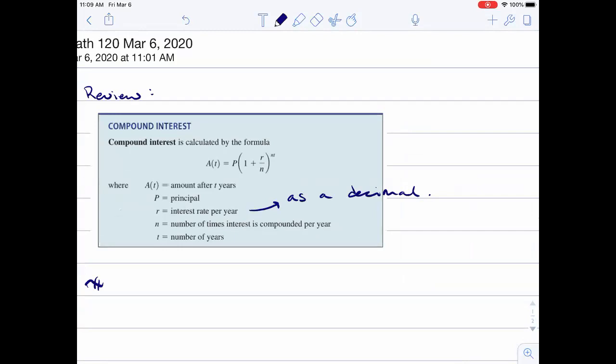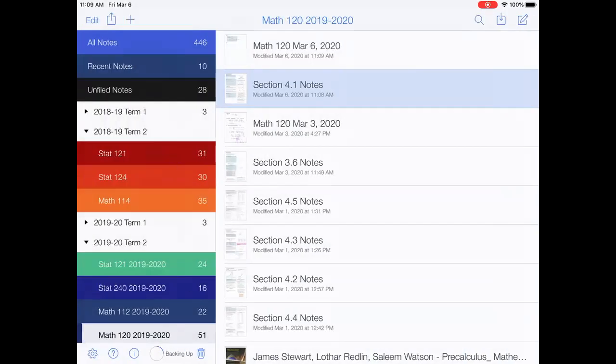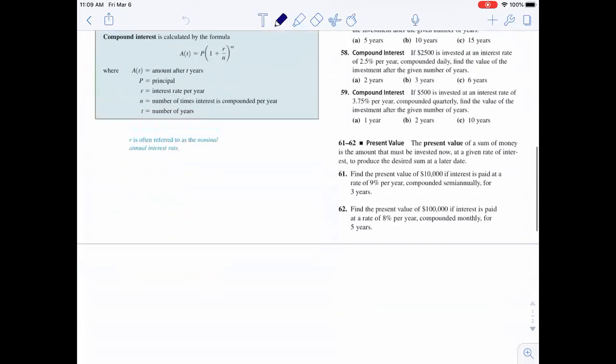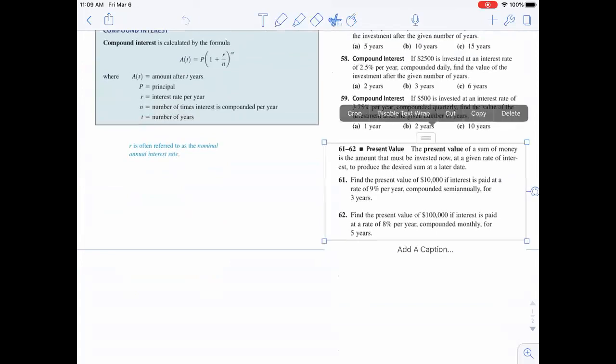So if we keep going, where's my side notes? From section 4.1, let's do one of these problems here.